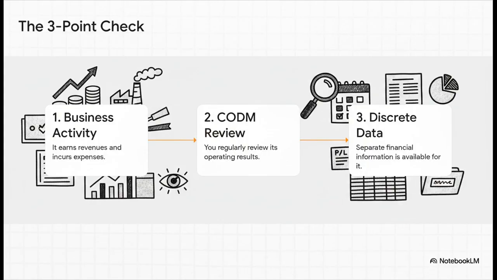First, it has to be involved in actual business activities. It's got to be earning revenues and spending money. Simple enough. Second, and this is the big one, you, the CODM, have to be regularly reviewing its results. We're not talking about a quick look once a year. This has to be part of your routine for checking performance and deciding where resources go. And third, there has to be separate or discrete financial info available for it. Think of it like a dedicated P&L statement just for that unit. And remember, it's not 2 out of 3. It has to be a yes to all 3.